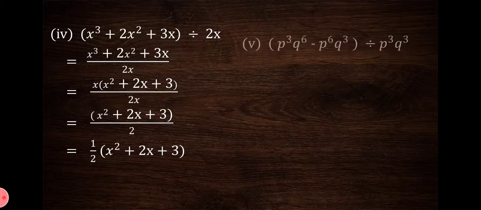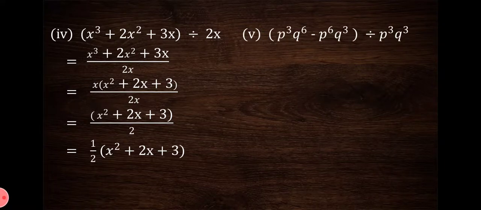Next, question number 5. p cube q raised to 6 minus p raised to 6 into q raised to 3, divided by p raised to 3 into q raised to 3, that is equal to p raised to 3 into q raised to 6 minus p raised to 6 into q raised to 3 upon p raised to 3 into q raised to 3. Again the denominator has one term only, so let it be as it is.